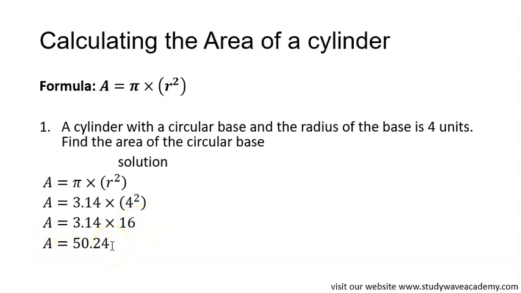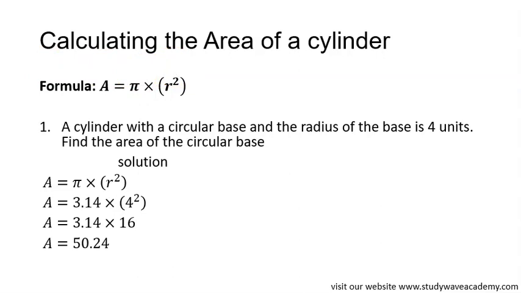50.24. So the area of a circular base whose radius is 4 units is 50.24. Okay? Do you understand? The area is 50.24. So we now know how to calculate the area of a cylinder, right? Using this formula. Okay, that is good.